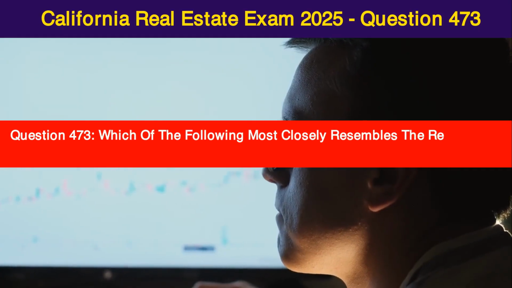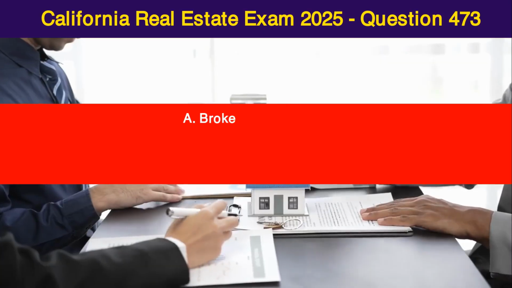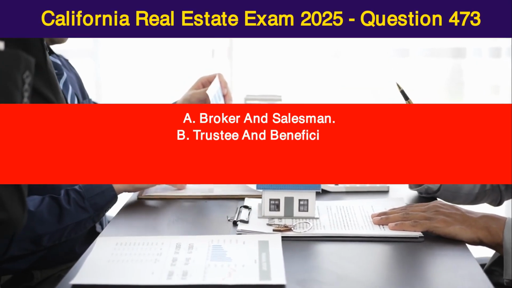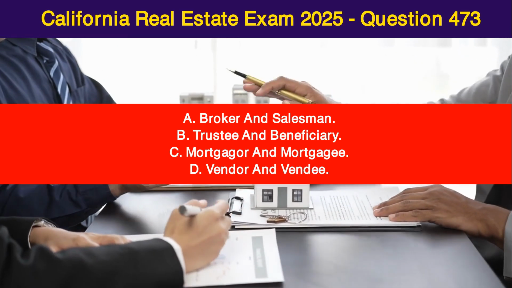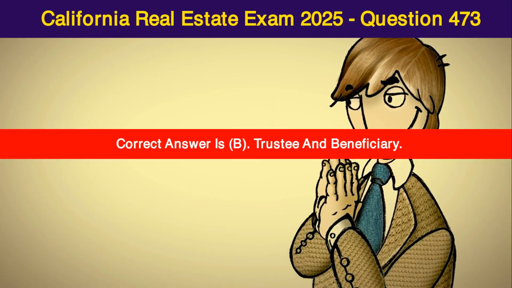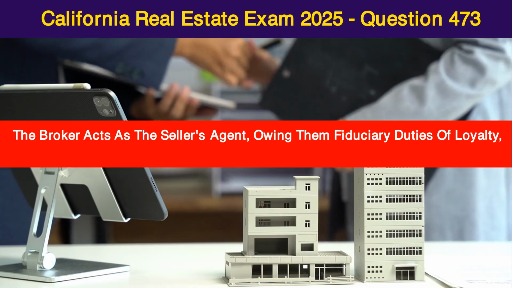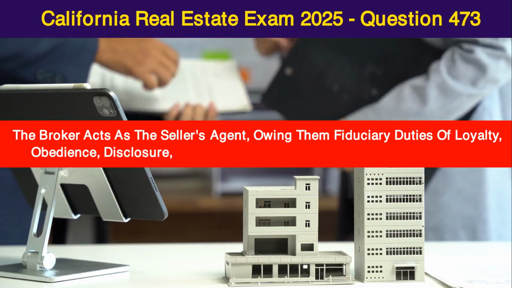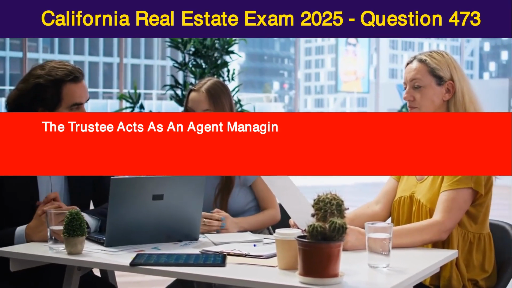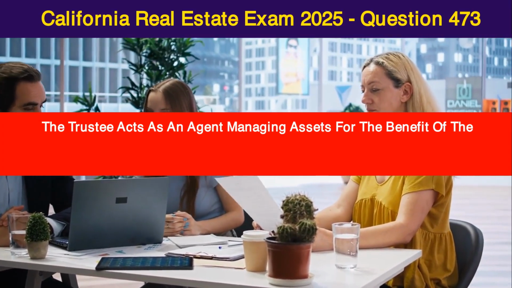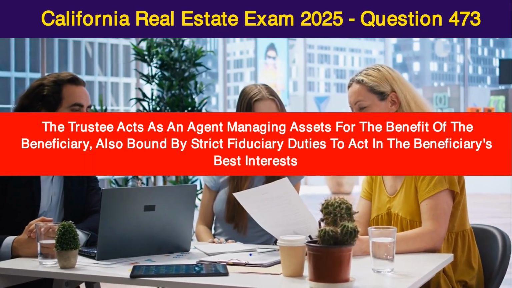Question 473. Which of the following most closely resembles the relationship between a seller and a broker? A. Broker and salesman, B. Trustee and beneficiary, C. Mortgagor and mortgagee, D. Vendor and vendee. Correct answer is B. Trustee and beneficiary. The broker acts as the seller's agent, owing them fiduciary duties of loyalty, obedience, disclosure, confidentiality, accounting, and reasonable care. The trustee acts as an agent managing assets for the benefit of the beneficiary, also bound by strict fiduciary duties to act in the beneficiary's best interests.